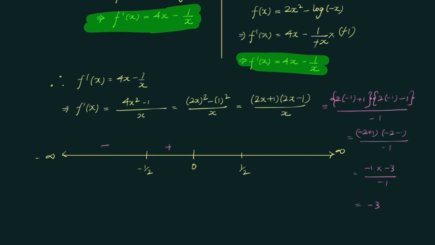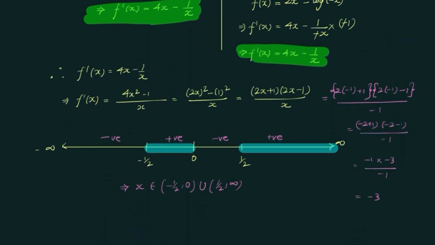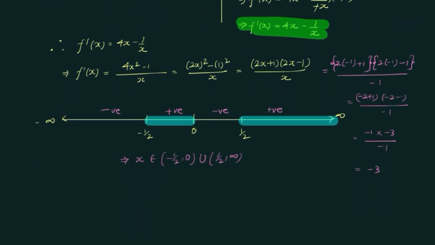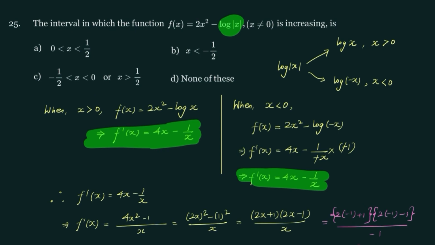That means here it will be positive, here it will be negative, and here it will be positive. Now as you can see, the function is increasing here and here. So the value of x at which the function is increasing is from minus half to 0 union half to infinity. So here if I see my answer, x lies between minus half to 0 and more than half to infinity. That means my correct option of this question is option C.